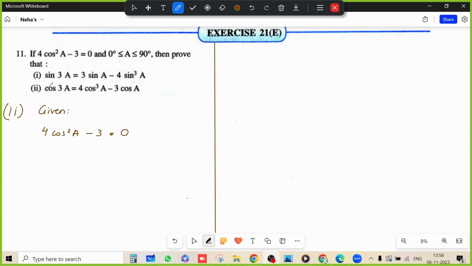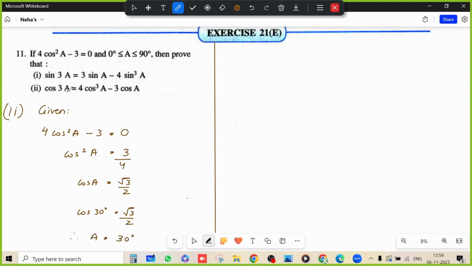To prove the second part of the question, again we will begin with what is given to us, which is equal to 4 cos square a minus 3 is equal to 0. So this can be written as cos square a is equal to 3 by 4. So therefore cos a is equal to root 3 by 2, and we already know that cos 30 degree is equal to root 3 by 2. So therefore the value of a is equal to 30 degrees.